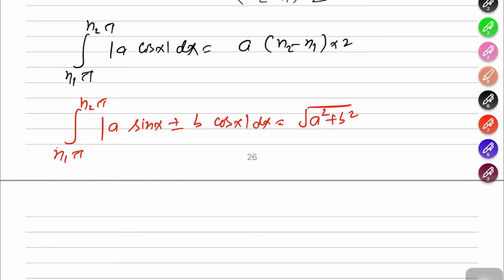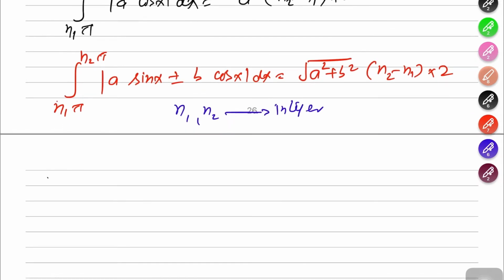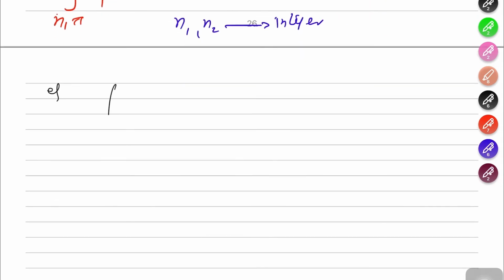It's a square plus b square root into n2 minus n1 into 2. That is the answer. So it's similar to that. In other cases we have a square plus b square root into n2 minus n1 pi, and in all cases, mind it, n1 and n2 should be an integer.